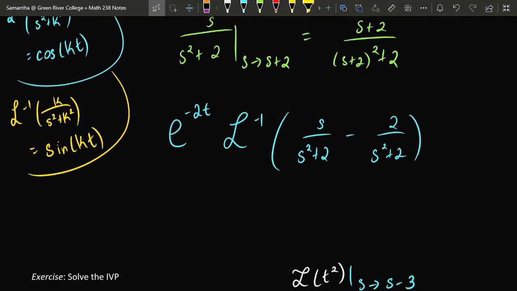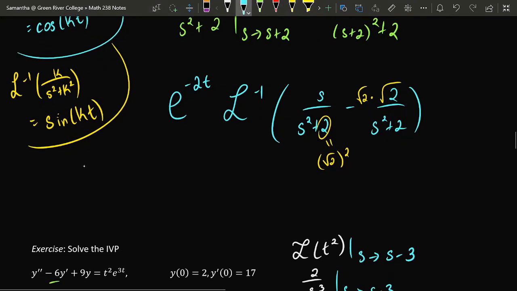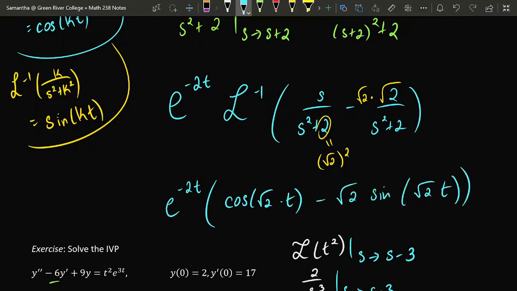Now all I have to do is use the entries in the table to invert these two functions correctly. Now 2 is the same thing as square root 2 quantity squared, which means that in my second fraction I cannot have 2, I need to have a root 2 in the numerator. So I'll put a root 2 in the numerator at the cost of moving the second root 2 aside. And finally, I get e to the negative 2t times the inverse Laplace transform of the first function, cosine of root 2 times t, minus the square root of 2 times the inverse Laplace transform of the second fraction, which is sine of root 2 times t.